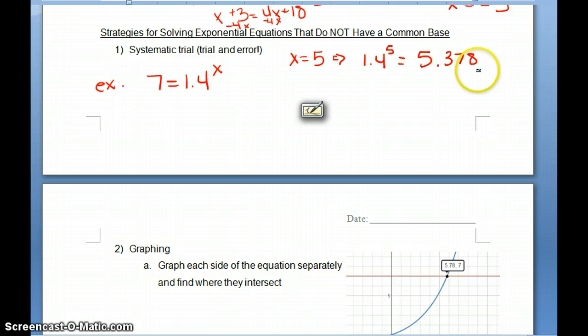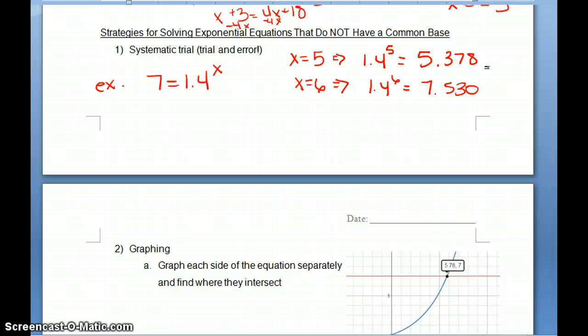Alright, so we're getting close to 7, and we're still a little bit under, so we need to make this number a little bit bigger. So let's try what happens when x is equal to 6. We have 1.4 to the power of 6, and that is equal to 7.530. Put that into your calculator. What this basically tells you is that our x value to make that true is going to be somewhere in between 5 and 6.